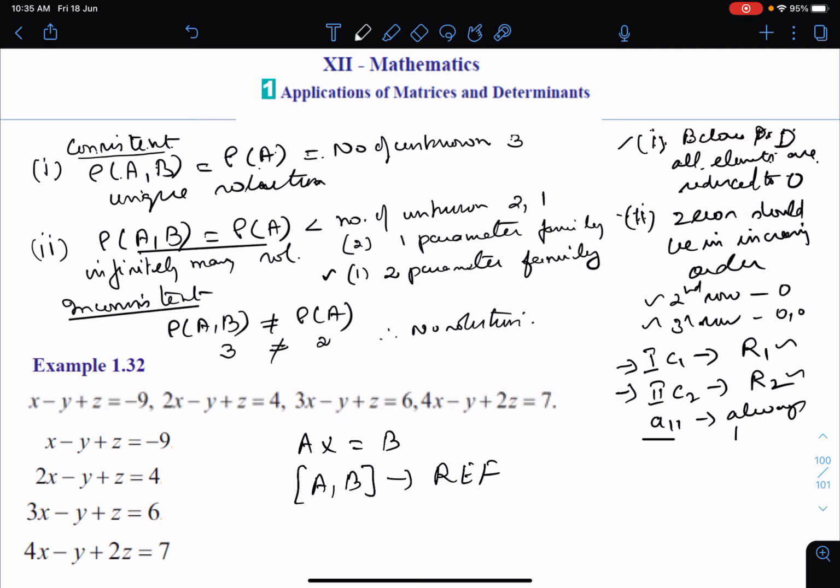Second, if rank of AB equals rank of A but it is less than the number of unknowns, which is 3, so the rank is 2 or 1, then it is consistent and it has infinitely many solutions. Coming to inconsistent: when rank of AB is not equal to rank of A, then it is inconsistent. Hence it does not have a solution.